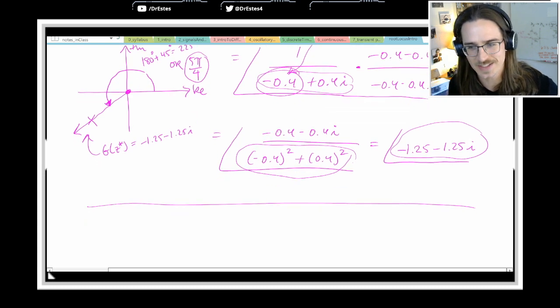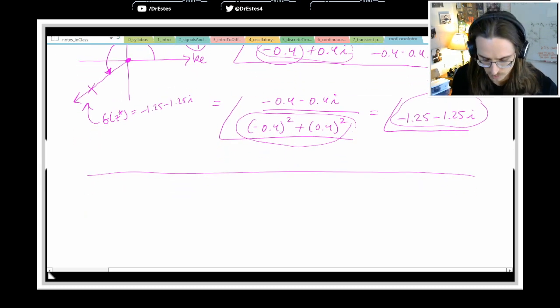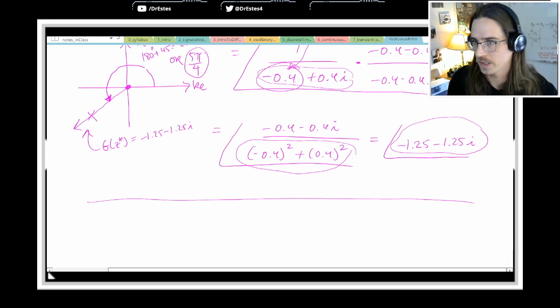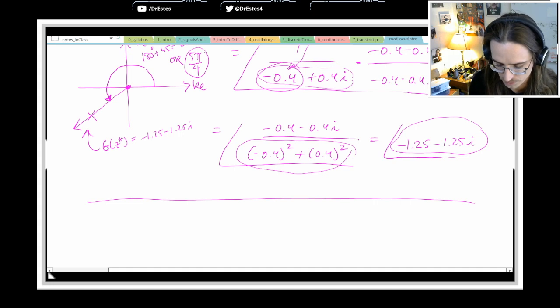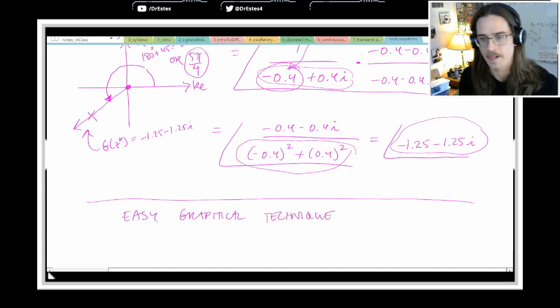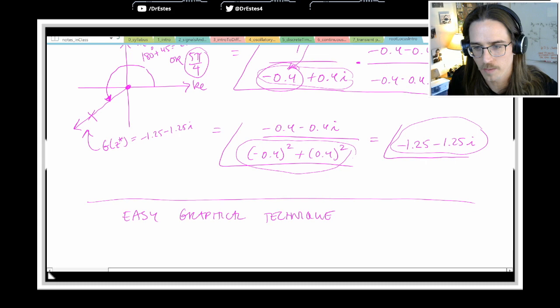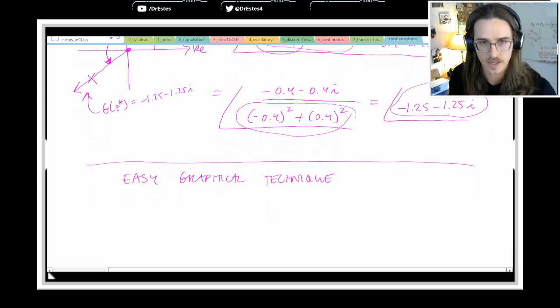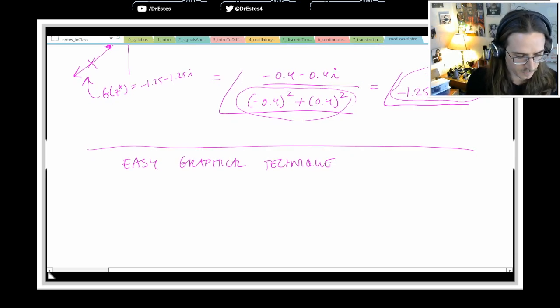MATLAB is expensive. That's also true. Okay, this is a graphical way to calculate this phase angle in an easier way. Okay, so I'll call this easy graphical technique. It will probably be a surefire investment on my personal computer in the future either way. It's good to have MATLAB, but it is expensive.